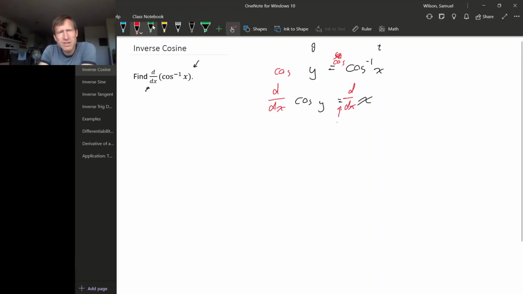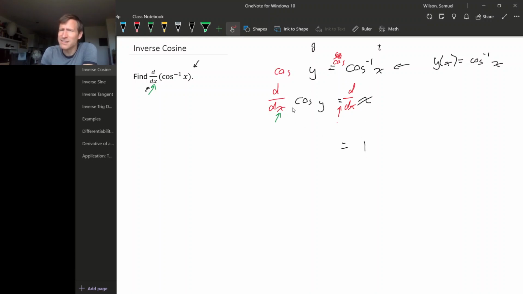And we do need to take a derivative with respect to x, because what we're trying to find is a derivative with respect to x. Also, as we calculate this derivative, we have to keep in mind that the original way we wrote it down was y equals inverse cosine of x. That means that y is really a function of x. So as we calculate this derivative, the right-hand side is no problem. The derivative of x with respect to x, that's just 1.